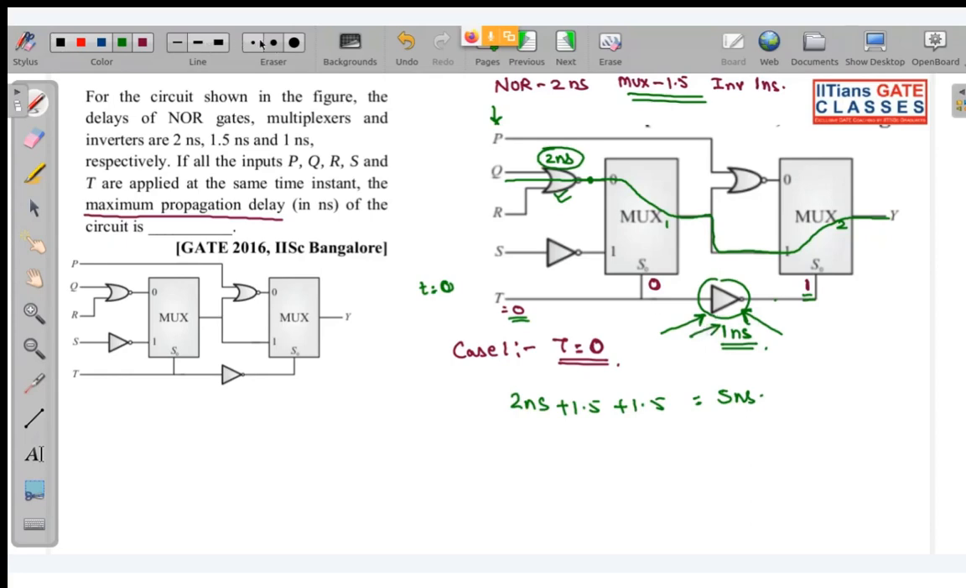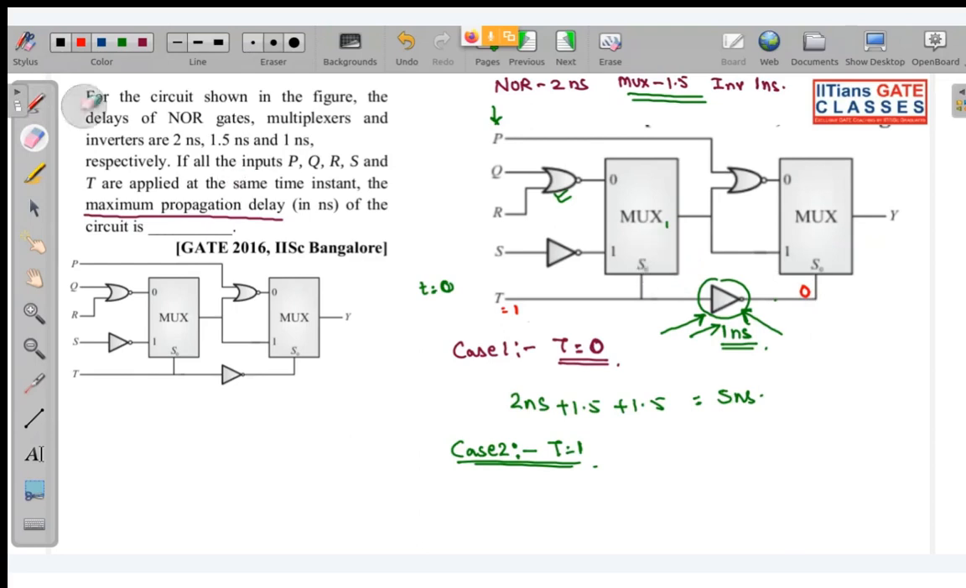So now look, case 2. Case 2 is when t is equal to 1. So what will be the path of input to output now? You can see at time 0, t is 1. So after 1 nanosecond, what will happen? After 1 nanosecond, this will get stabilized to 0.